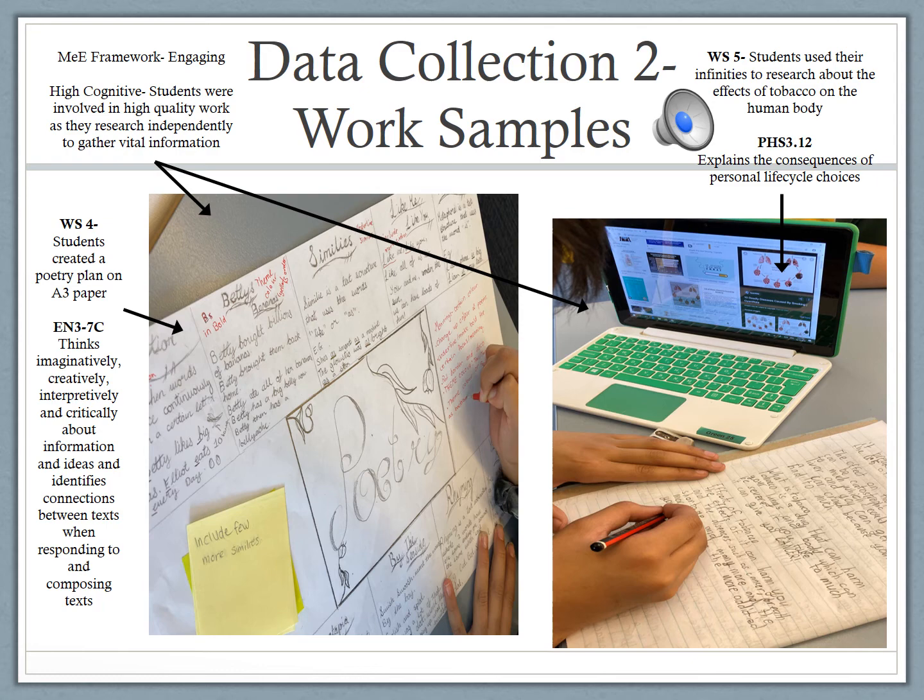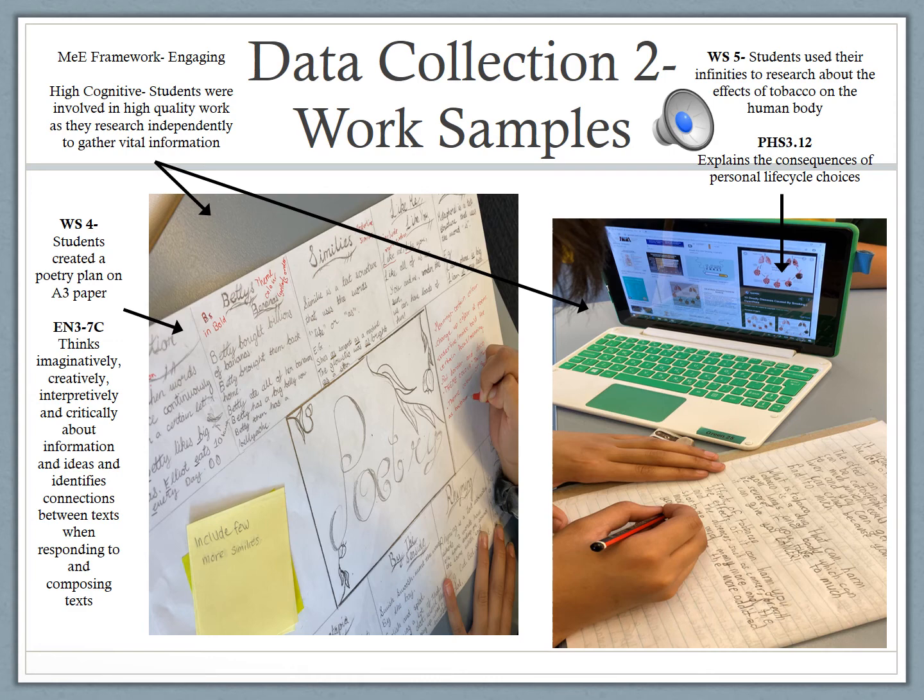This lesson again relates to the MEE framework as it was highly cognitive, as it provided the students with the opportunity to implement their deep knowledge and think deeper in relation to creating their poems. This activity assisted me with identifying if the students had the ability to use their creativity to create poems with the incorporation of poetic techniques. In Work Sample 5, the students were focusing on the effects of tobacco on the human body. In this case, the students were required to complete an independent research task in order to identify both the positive and negative effects of tobacco.